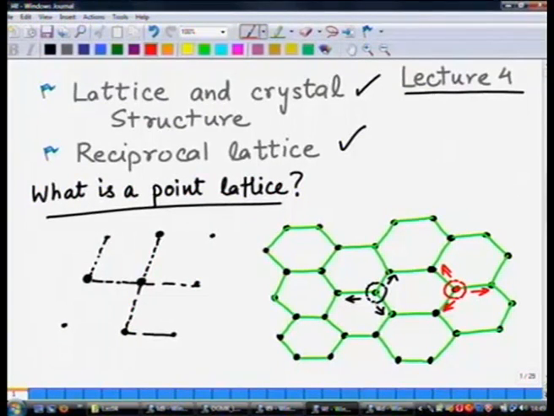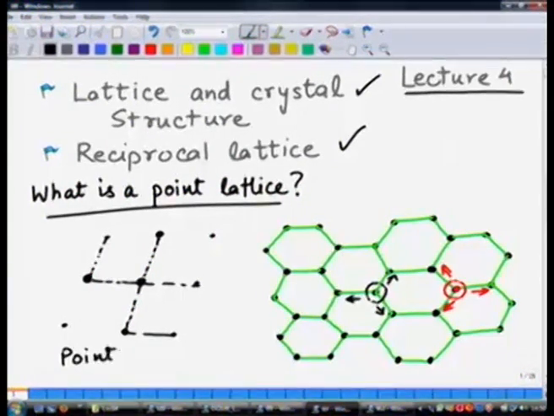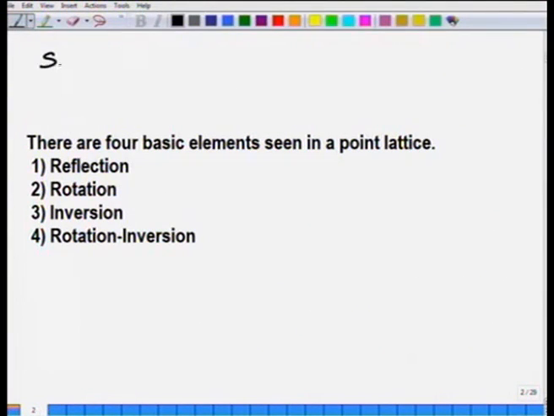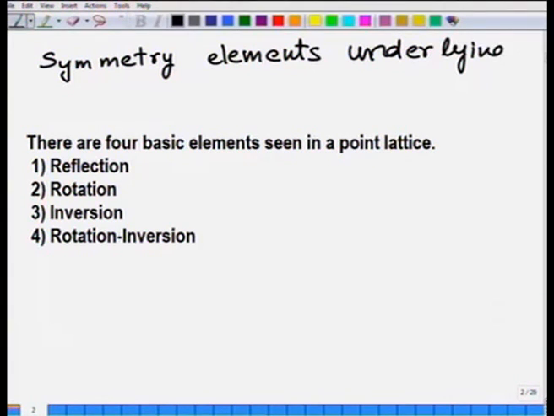Okay. So, that is one thing I want to tell you. This is a point lattice, this is not a point lattice. Okay. So, now let us look at what are the symmetry elements which are underlying these point lattices. So, let us talk about symmetry, the basic symmetry elements that can be seen in a point lattice.